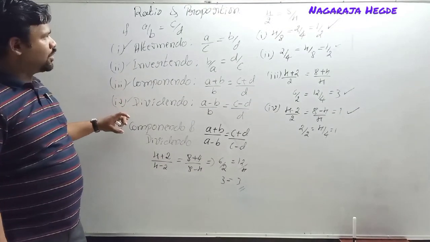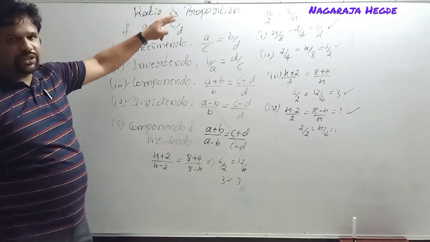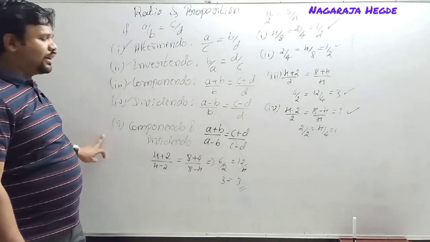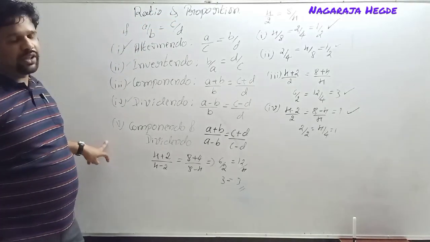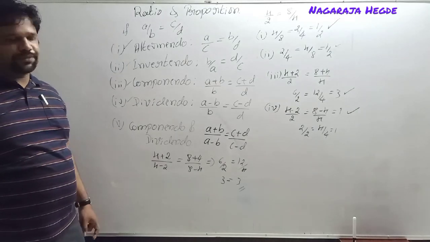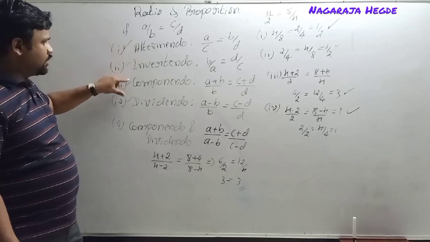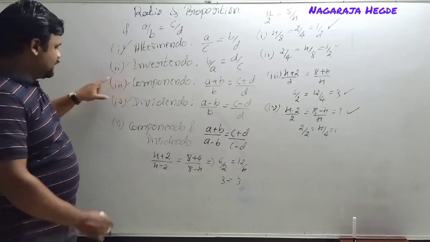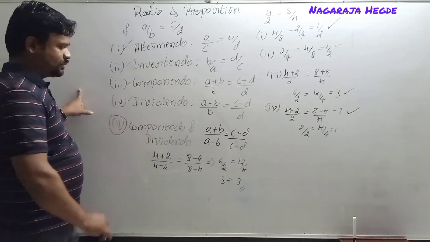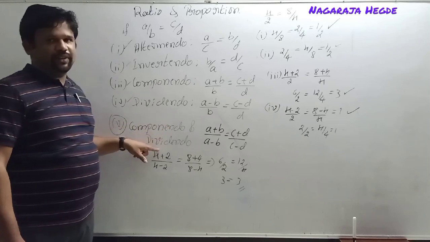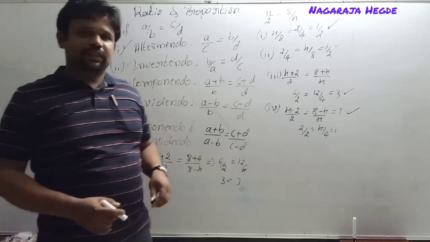So these are the concepts of ratio and proportion. In that, these are the 5 important properties you have to remember for higher level competitive exams. That is alternando, invertendo, componendo, dividendo, and finally the fifth one, that is componendo and dividendo. Yes. Thank you everyone.